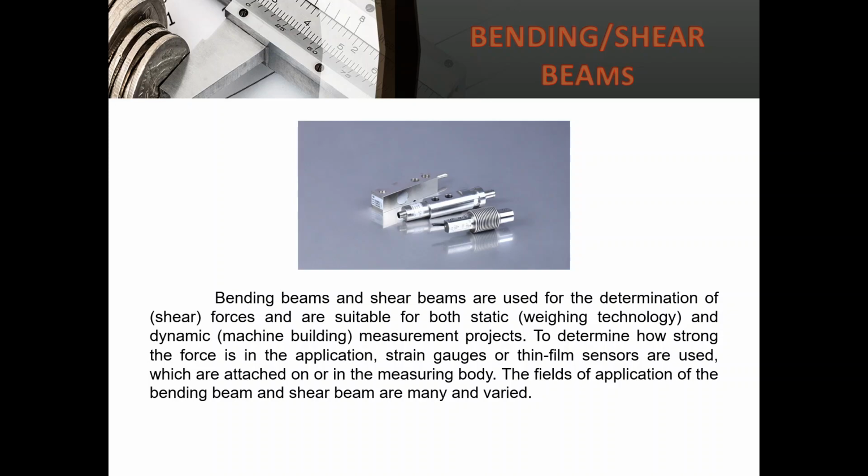The field of application of the bending beam and shear beam are many and varied. It is often used in industrial weighing technology as well as in the areas of special machine building, factory automation, and stage construction. In addition, they are used in the laboratory and process industry for the indirect determination of torques. The appropriate technical and regional approvals of these force transducers are, of course, available as options.